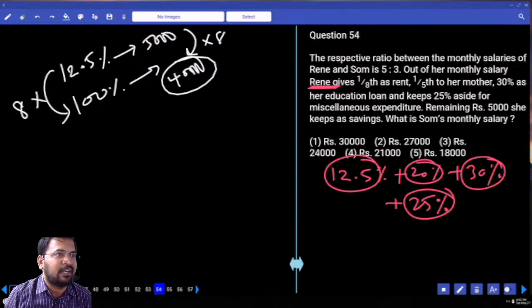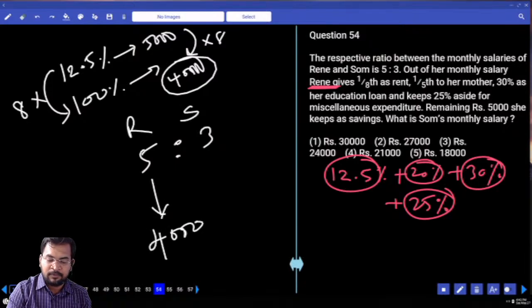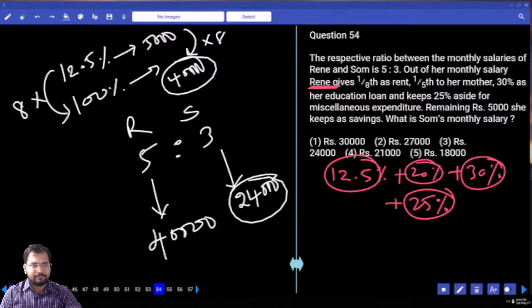Rainy's monthly salary is what? The ratio is 5:3. Rainy is 5 parts, Som is 3 parts. 5 parts is 40,000. 3 parts is 24,000.